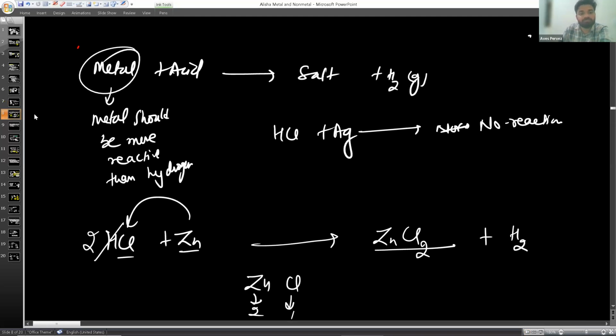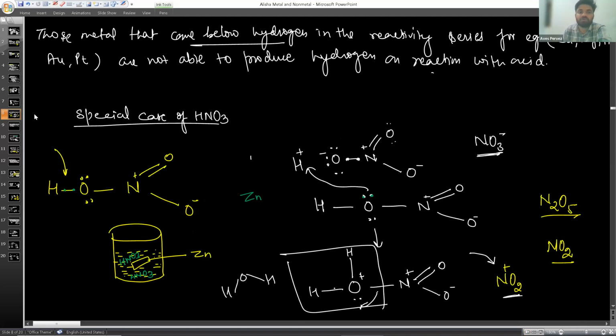Okay, now you understood? Yes, sir. So note this statement here: those metals that come below hydrogen in the reactivity series, like copper, silver, gold, mercury, are not able to produce hydrogen gas on reaction with acid. Note this statement, please. Those metals that come below.